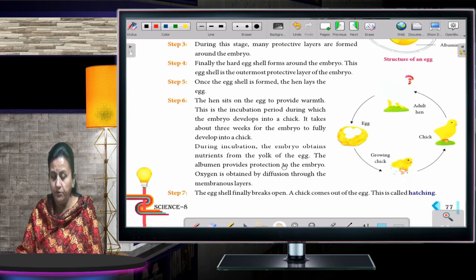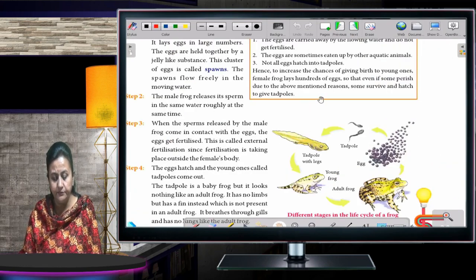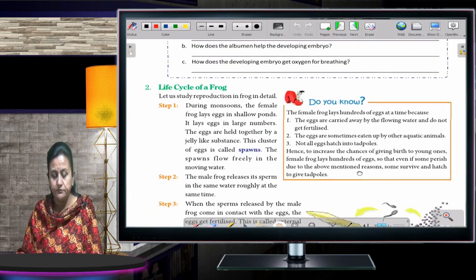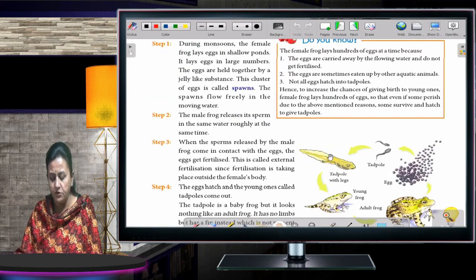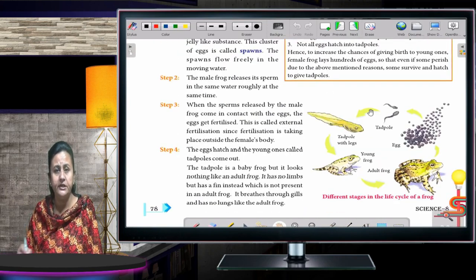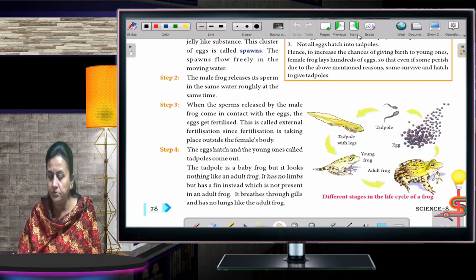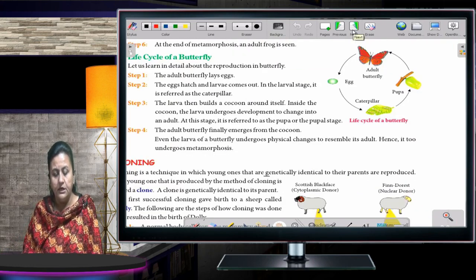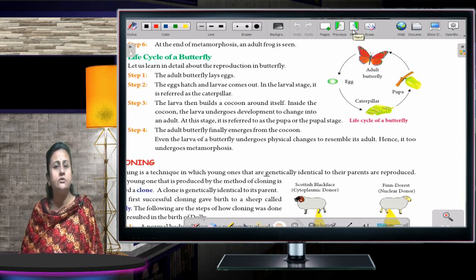Now the next one, life cycle of a frog. This is also very simple, just go through it. There is nothing much to explain. It's very simple the moment you start reading, and with full concentration you will get things easily. Now, life cycle of butterfly. You just have to read all these three and the things will be very clear to you.